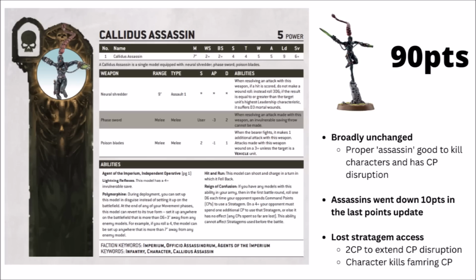The Calidus Assassin is 90 points. She's the one that pops up really close to the enemy with her polymorphine, has a blade that ignores invul saves and is strength 4 damage 2, and gets the Neural Shredder for a chance for some mortal wounds.